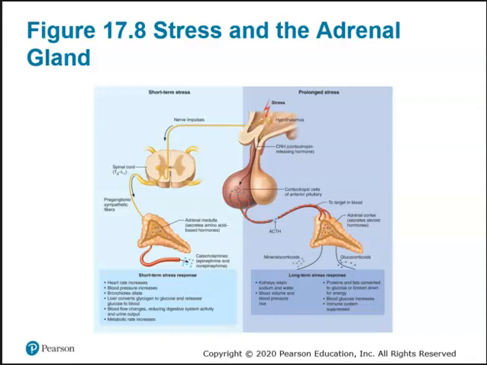For prolonged stress, the hypothalamus will release the corticotropin-releasing hormone.